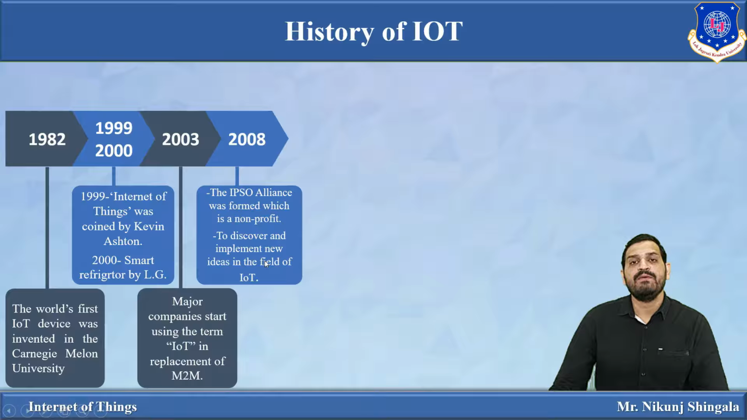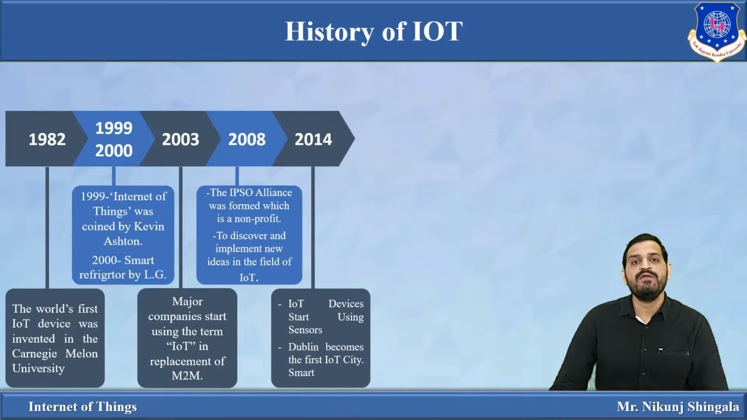In 2008, the IPSO Alliance was formed. IPSO means Internet Protocol for Smart Objects Alliance, which is a non-profit organization. What is its function? To discover and implement new ideas in the field of IoT, and to bring together small IoT companies in the pursuit of a wireless standard, to design a new wireless standard. So IPSO was formed in 2008 to implement new ideas in the field of IoT.